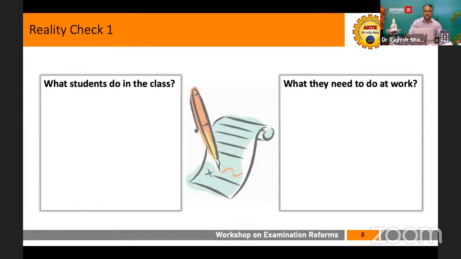What else do they do in the class? Please keep on writing down in the chat window what students do in the class and what they need to do at work. So what I have written down: in the class, they listen, they understand, they prepare notes, and then they try to score good marks. Very important for them, good marks or good grades. The things which they don't understand, they try to cram as well. This is what they do in the class. And what they need to do at work, they need to solve real life problems. This is what I have written. What else? Please come up with a few more answers.